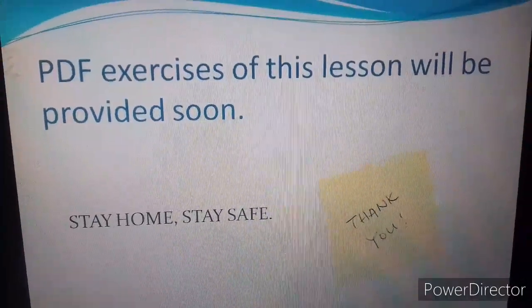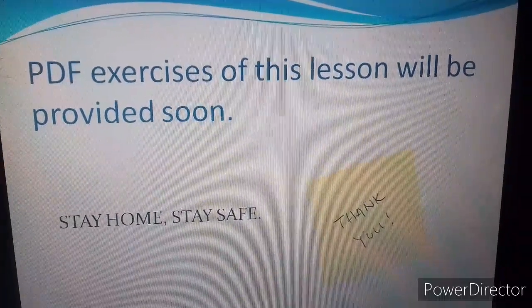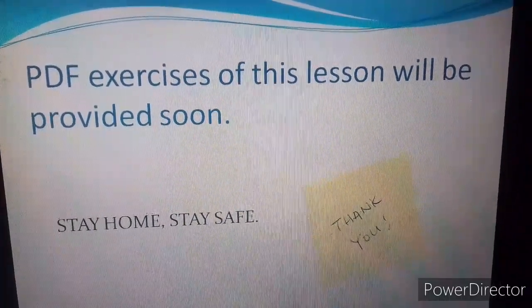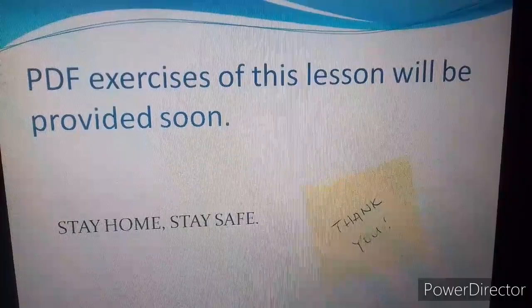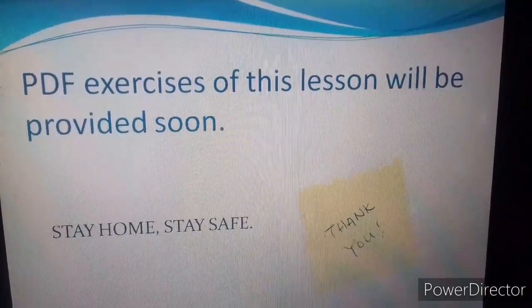So children, this is all that was there in this chapter. The PDF exercises of this lesson will be provided soon. Try to do exercise A and B given on page number 10 in the books.